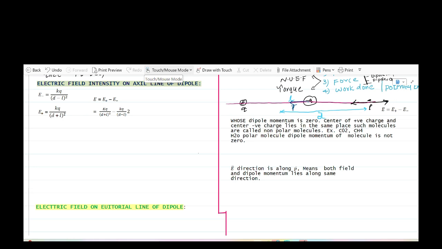Now consider a unit positive charge at the point P. At the point P, a unit positive charge here, and the field at this point.